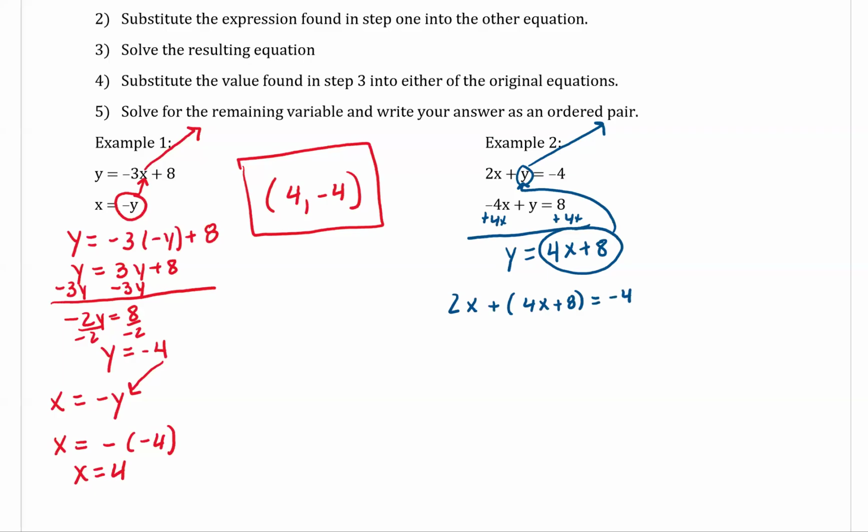equals negative 4. Now, I only put the parentheses around the 4x plus 8 to help you see that I've taken the y variable out and I've substituted in what y is equal to. I would also recommend you put the parentheses in just in case it was 2x minus y. You know, watch your signs there. But for the plus, I'm just going to take those parentheses off, combine like terms and solve for x.